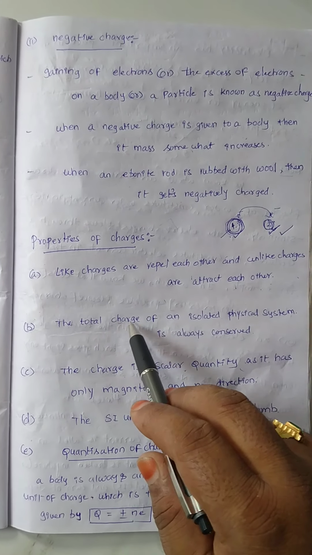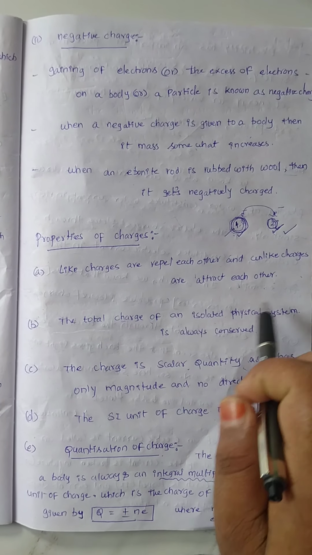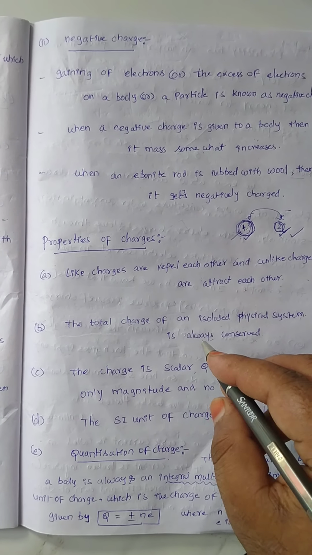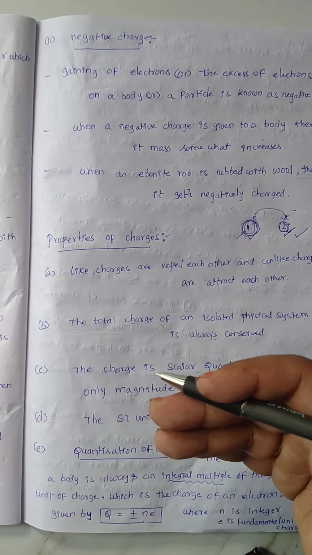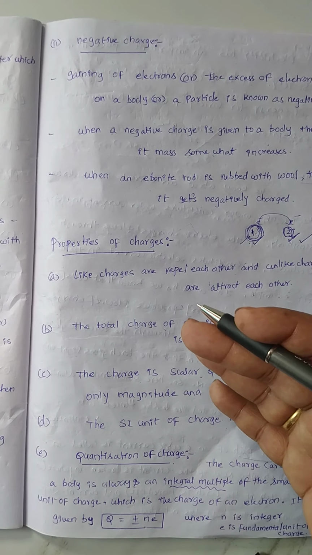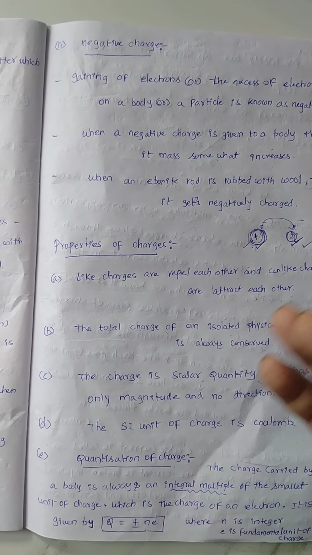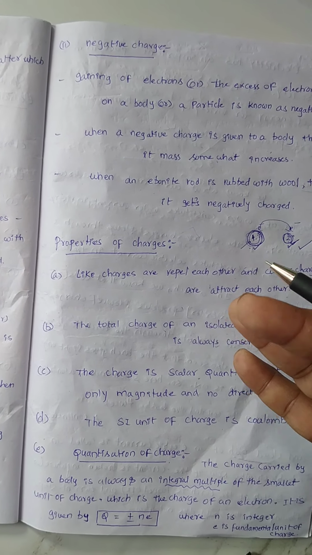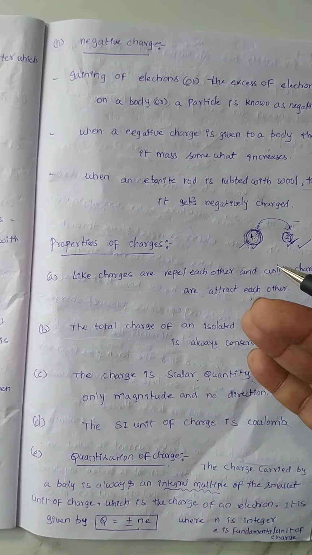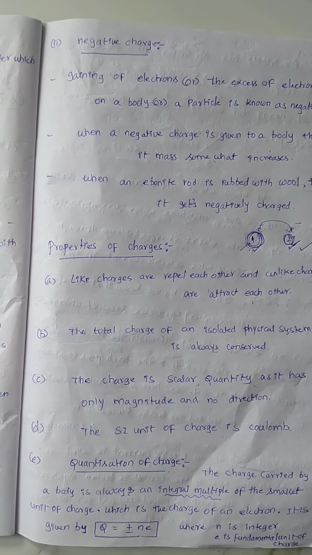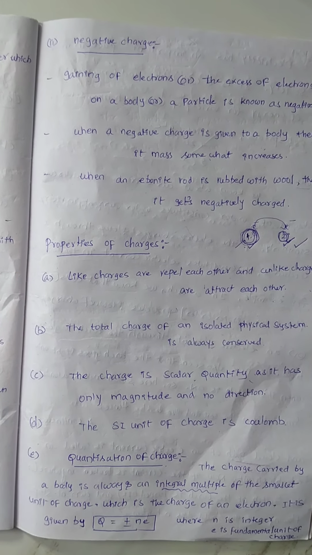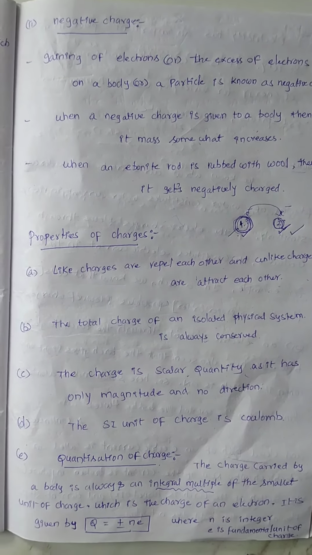The second point is that the total charge of an isolated physical system is always conserved. Charge can neither be created nor be destroyed, but it can be transferred from one place to another place, like energy. Energy also can neither be created nor destroyed, but it can be transferred from one place to another. So the total charge is always conserved for a particular isolated system, like energy also.